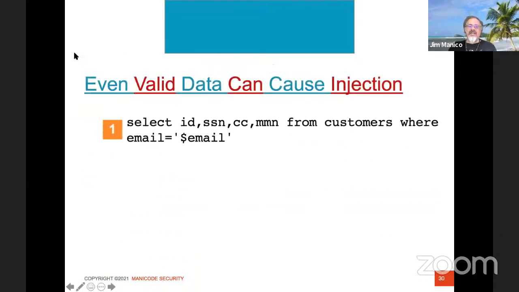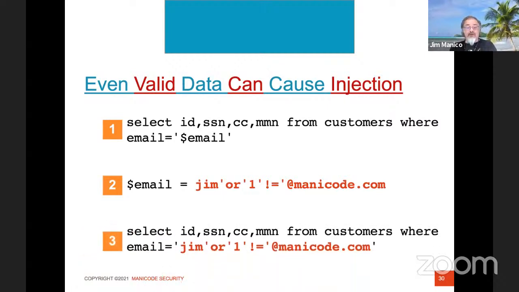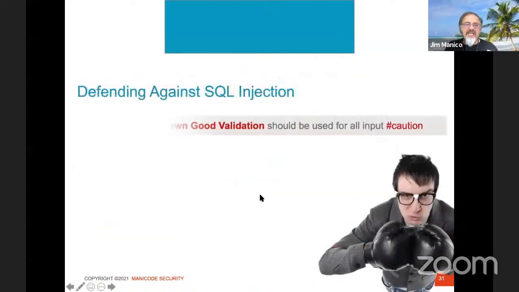Now watch this. Even valid data can cause injection. So many AppSec thinkers say, "Oh, input validation." No, that's not the right top-level defense, because this is a valid email address. I add it to a query, and look at the final query down here. The final query is or 1 does not equal manacode.com. That's or true. When I add or true to a query, it dumps the whole customer table. Game over. I got you. So we need something more than validation, and web firewalls only stop part of the problem.